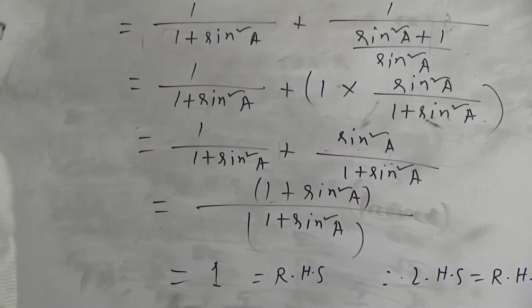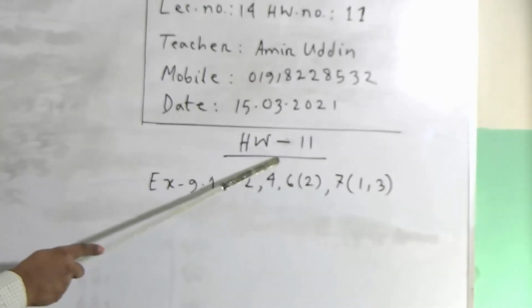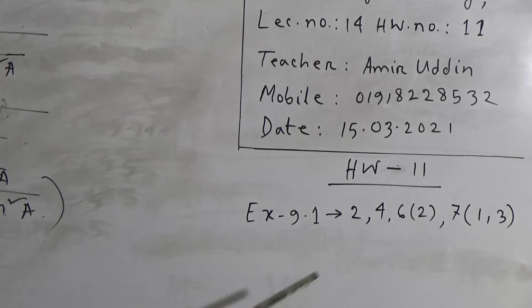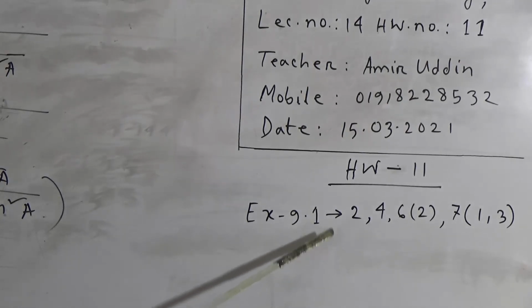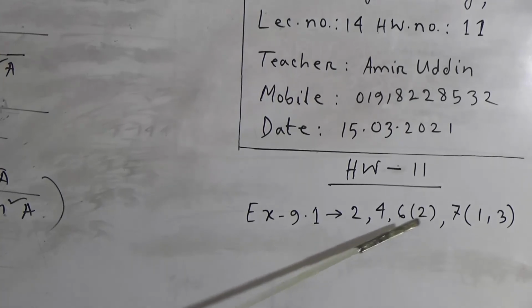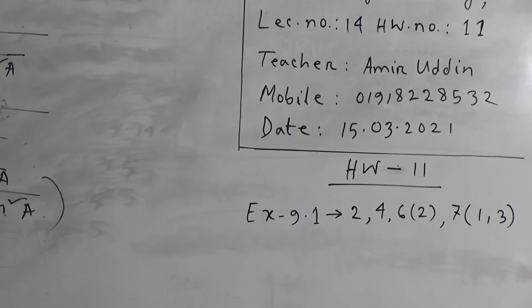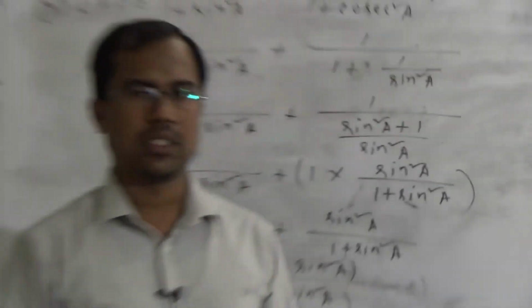Dear students, we have finished our today's CW. I hope you have understood today's CW. Now I am giving you SW. Our today's SW, this is SW number 11. SW is exercise 9.1, question number 2, 4 and 2 from 6, 1 and 3 from 7. I hope you will be able to do your SW properly. Do your SW properly and submit on next Saturday.